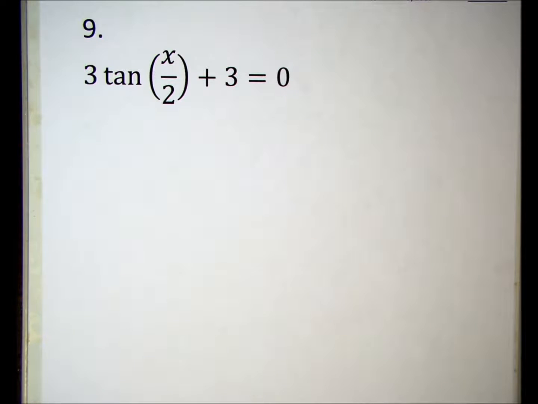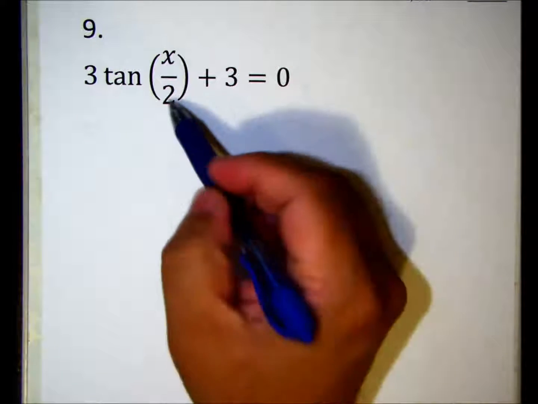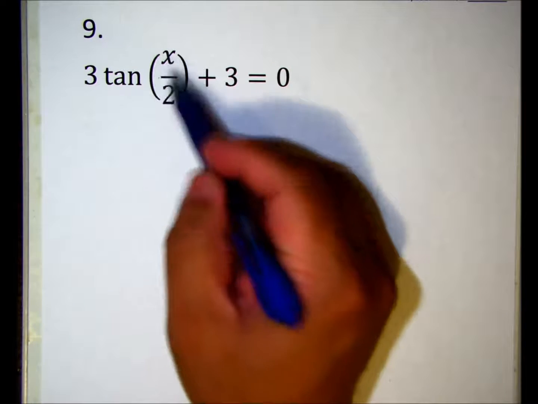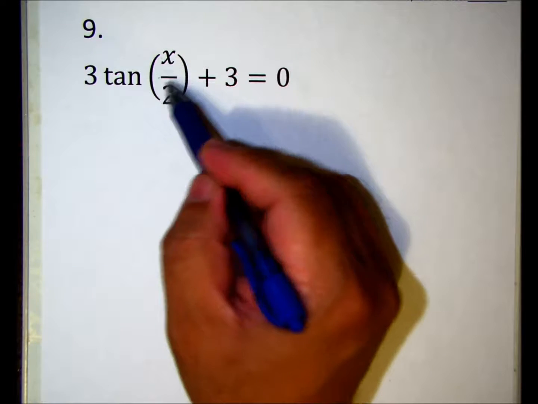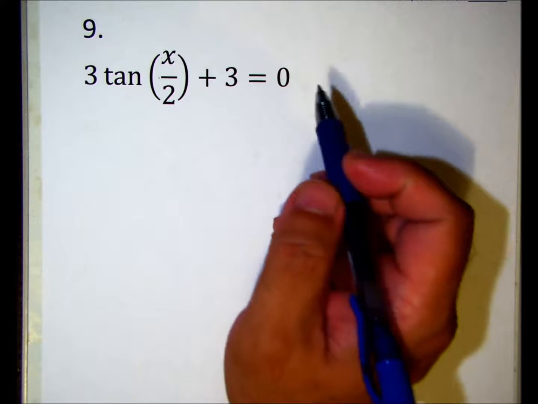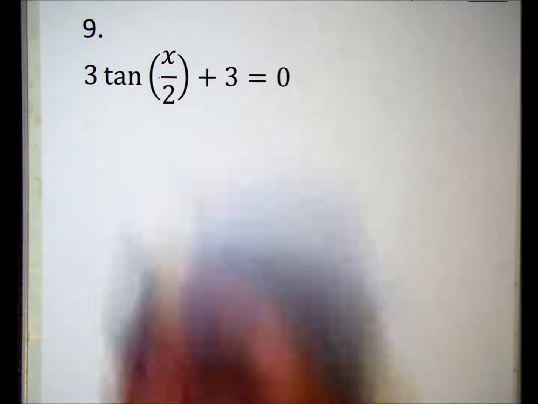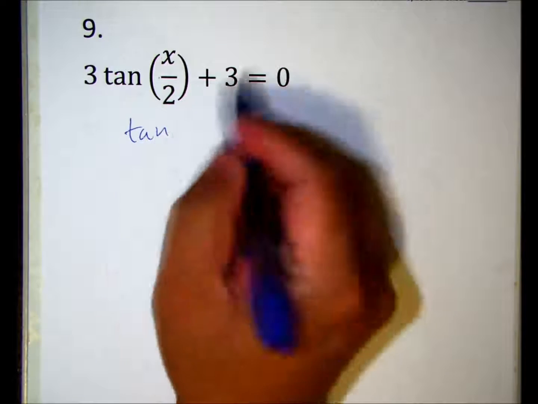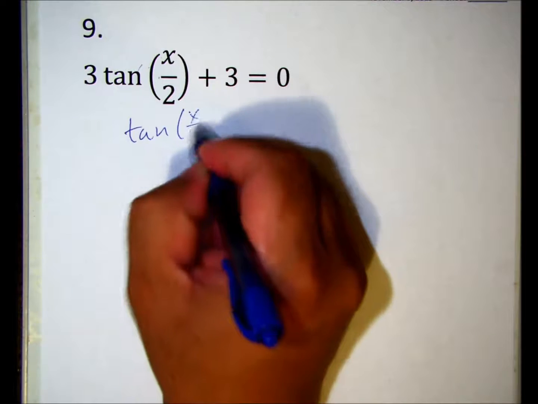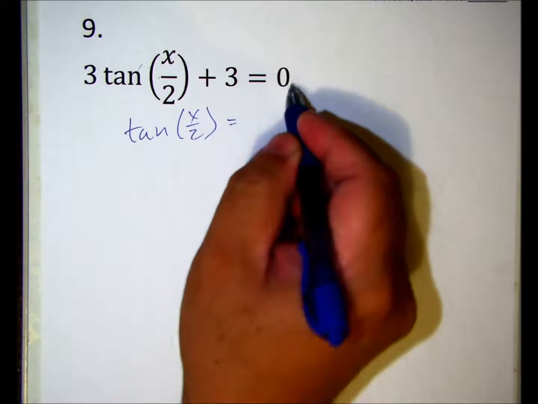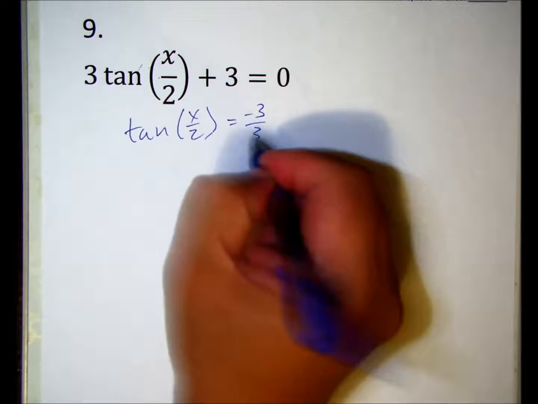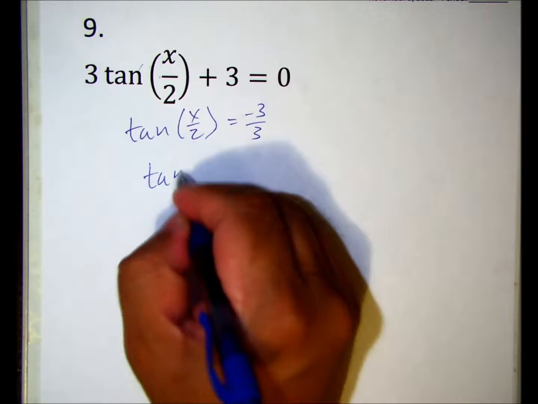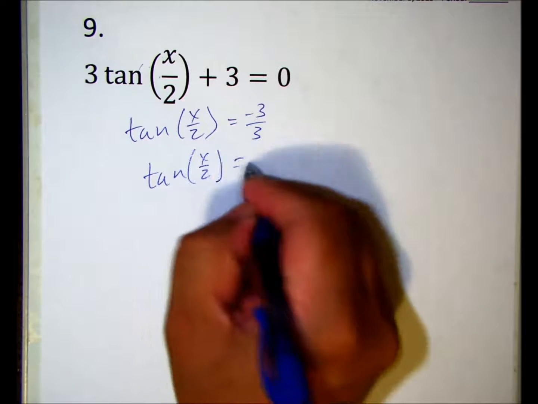Okay, problem 9. You might think this is horrible because there's something on the x, but this one is between 0 and 1, so it's actually okay, I think. Anyway, we're going to isolate the trig function. That means we move the positive 3 over here, make it a negative 3, and then divide by the positive 3. And we got tangent of x over 2 equals negative 1.